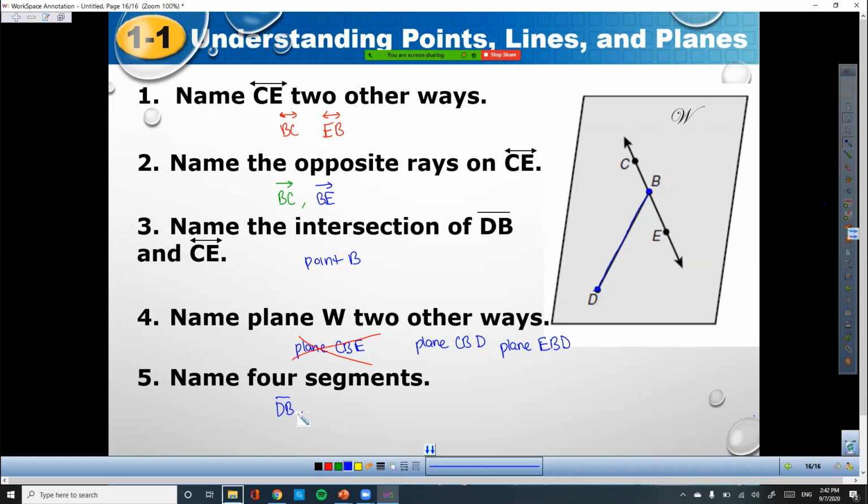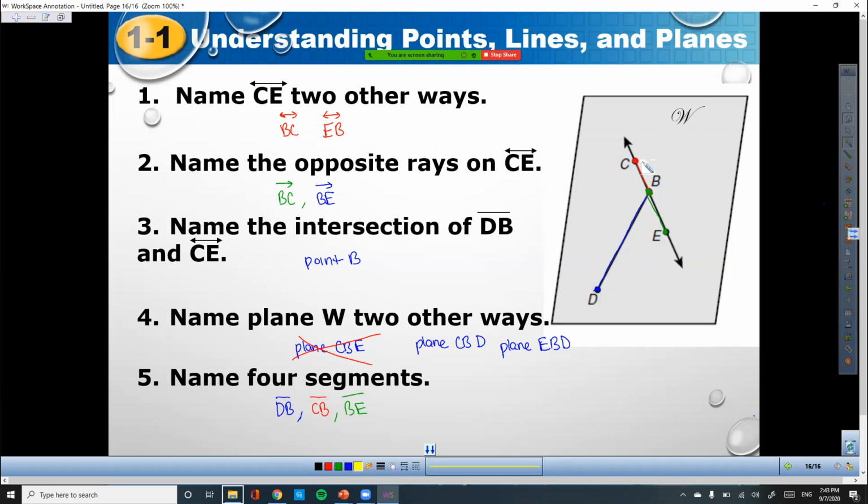What other segments do we have here? Another segment that I can have here is segment C, and it goes to B. That's another segment there, CB or BC. Again, the order doesn't matter. What other segments do I have here? I have segment E, and it goes to B, or again, BE, doesn't matter. Another segment would be BE. And I have one more segment. What segment would that be?